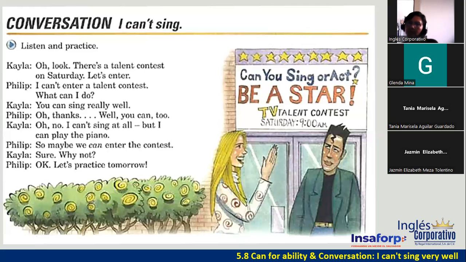Oh, look, there's a talent contest on Saturday. Let's enter. I can't enter a talent contest. What can I do? You can sing really well. Oh, thanks. Well, you can too? Oh, no. I can't sing all out at all, but I can play the piano. So maybe we can enter the concert. Sure. Why not? Okay. Let's practice tomorrow.